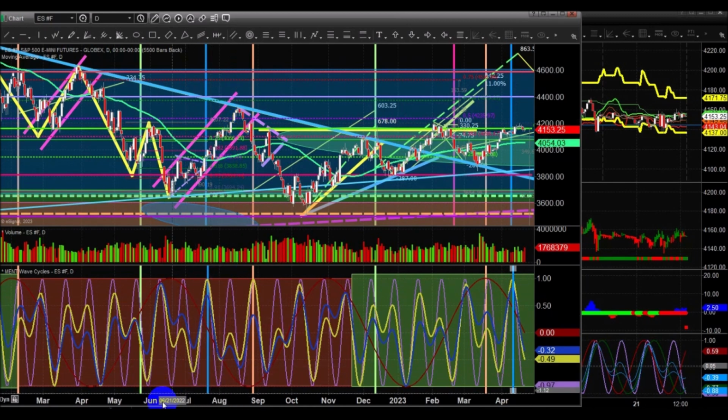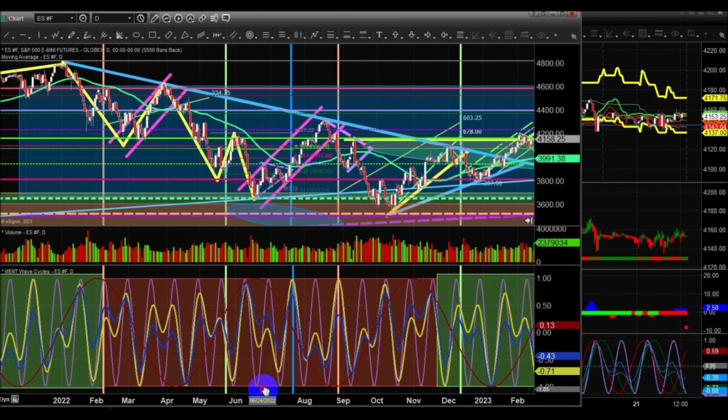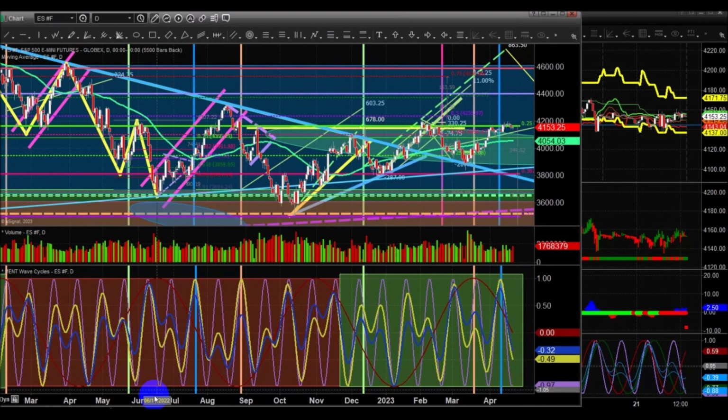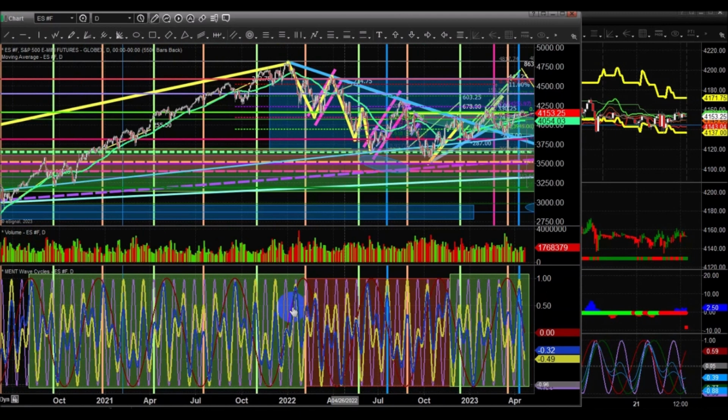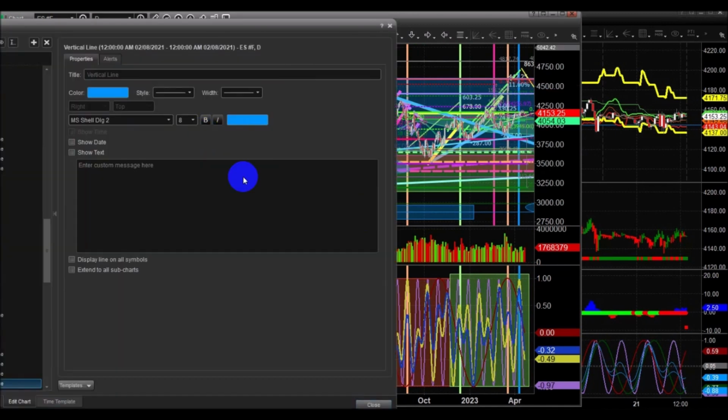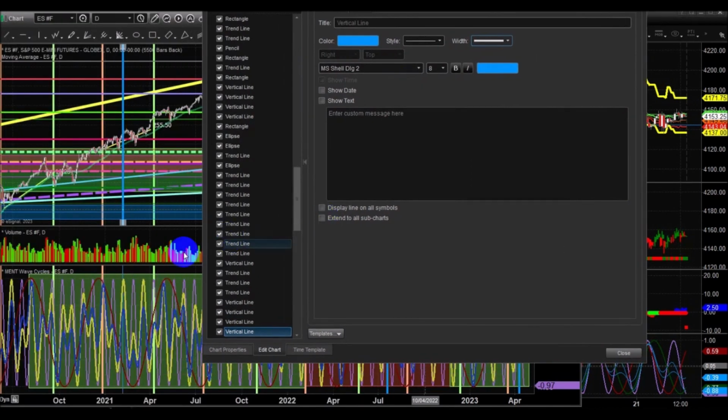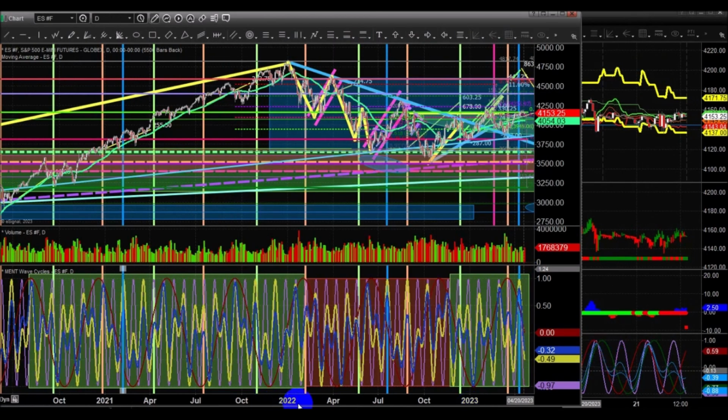And now if I come back even further, what I want to show you is there is another one back here, right here. And this is the only other setup like this that I could identify. And the reason is because price and the cycles had moved out of alignment.